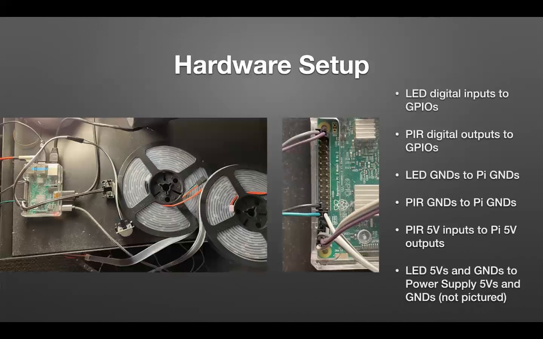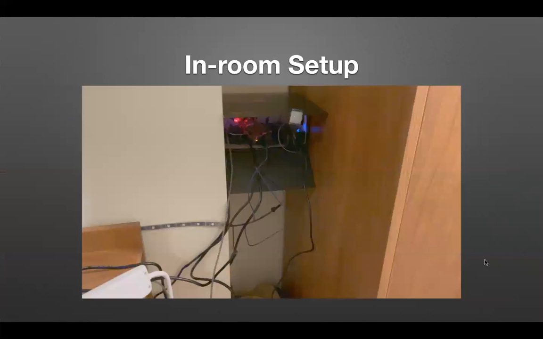Moving on to the physical hardware setup, we have essentially the LED digital input connected to the Raspberry Pi, but the LEDs are powered by the 5-volt external power supplies because the Raspberry Pi doesn't have enough current to power that many LEDs. And then the PIR sensors are connected both in their digital output as well as power to the Raspberry Pi, since they draw significantly less current. And here is a demo, a video of my in-room setup.